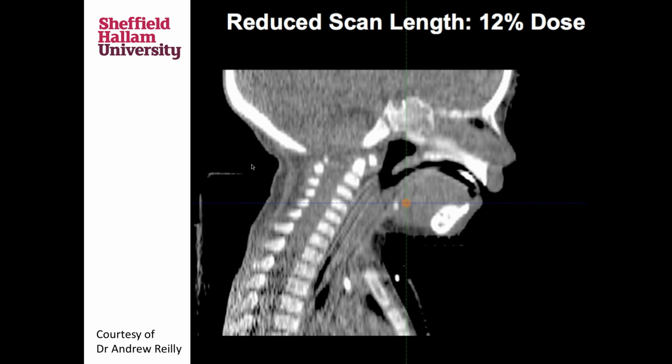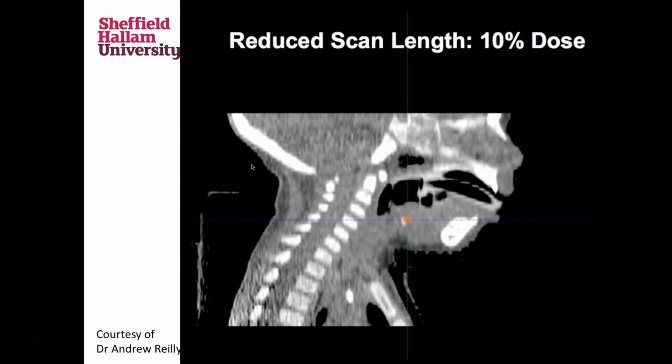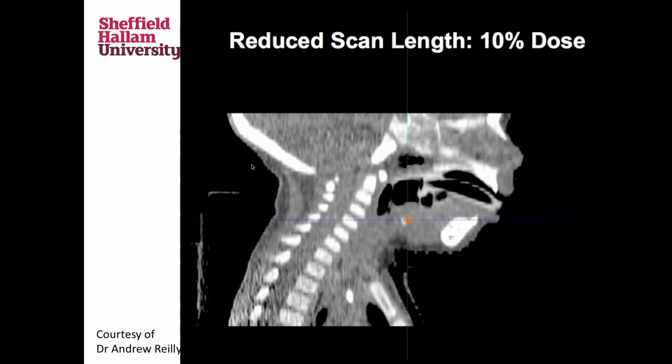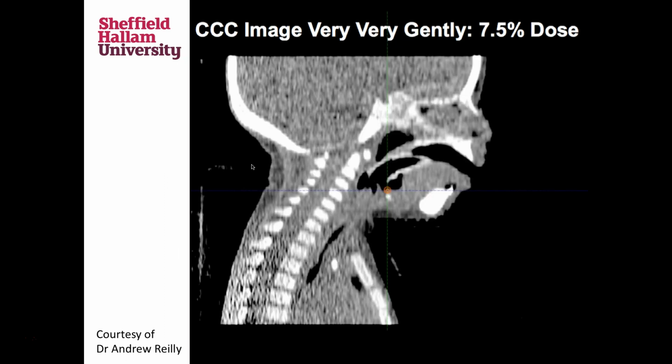If we reduce the scan length a little bit more, we can reduce it down to 12% of the original dose. And if we reduce it even more, so just cone around the area that we're really concerned with in terms of treating, we're down to 10% of the original dose. And then if we reduce the image quality, again, maybe getting a little bit borderline now, we're down even further.